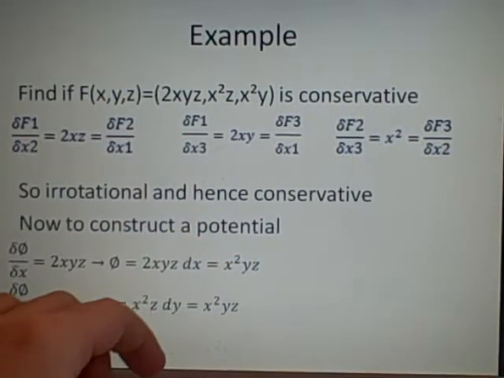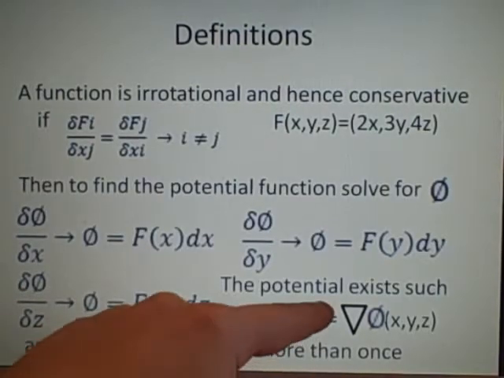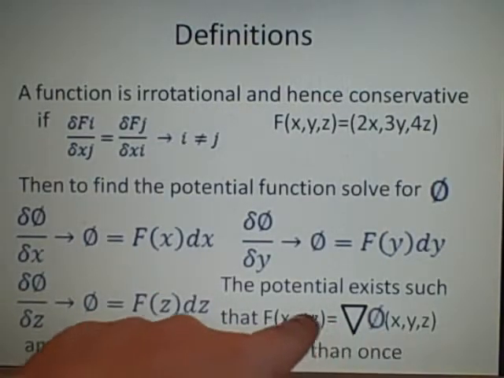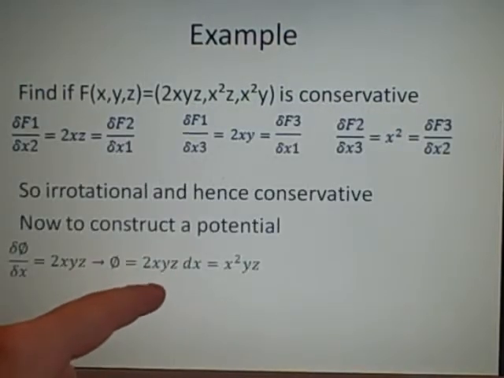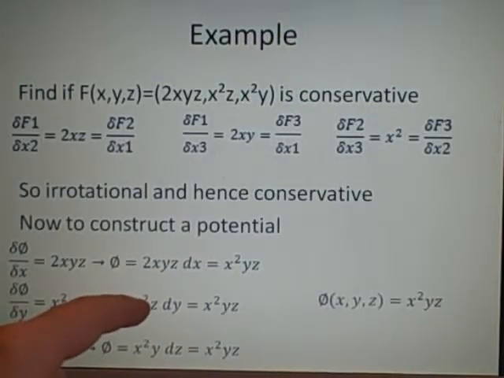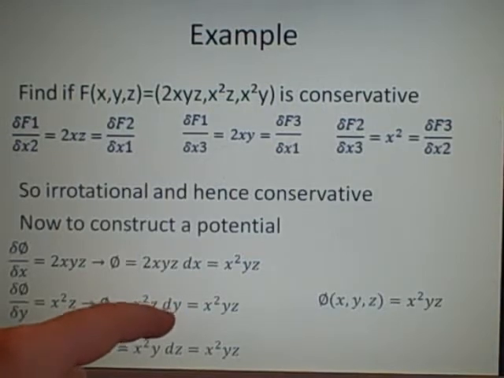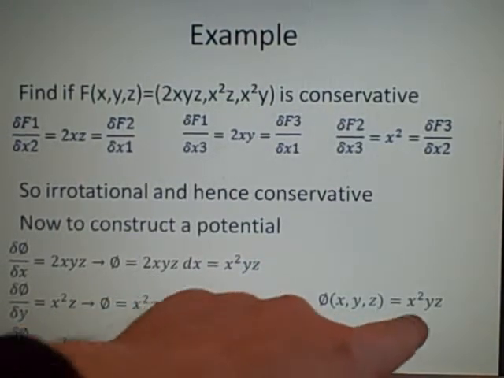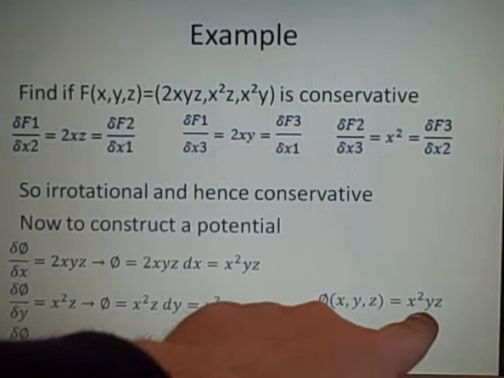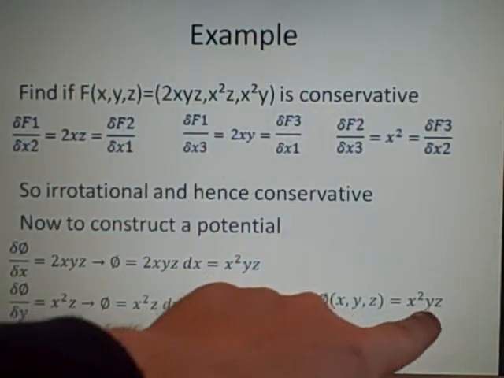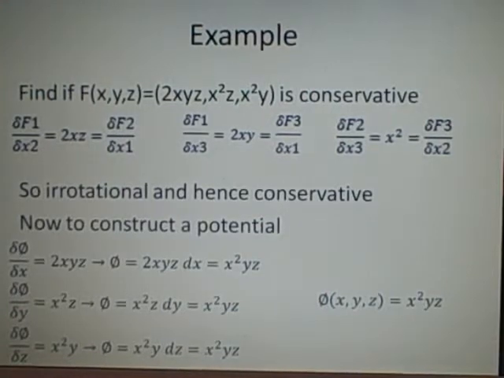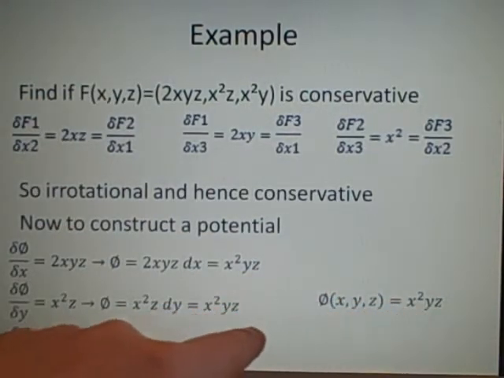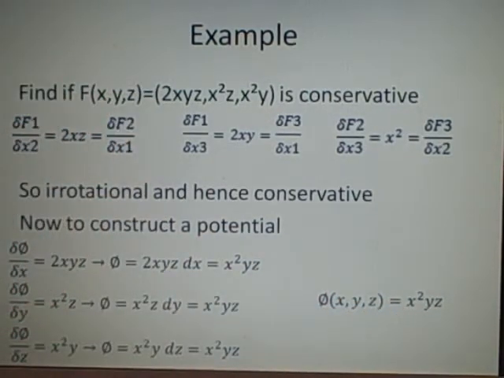As I said, sorry for jumping back and forth, we've got grad theta equals f. If we look at this here, we can actually show that with our function. If we differentiate this with respect to x, we get this. With respect to y, we get this. With respect to z, we get this. So it is the grad. If you take the gradient of theta, it will give you the function f. So we know that's correct.